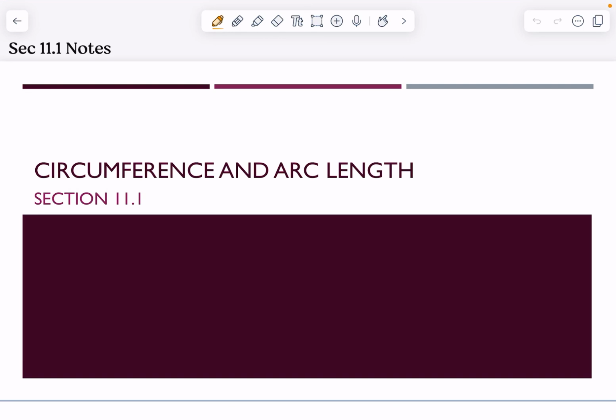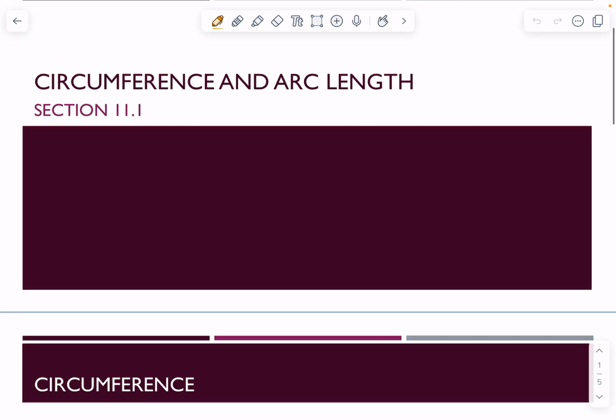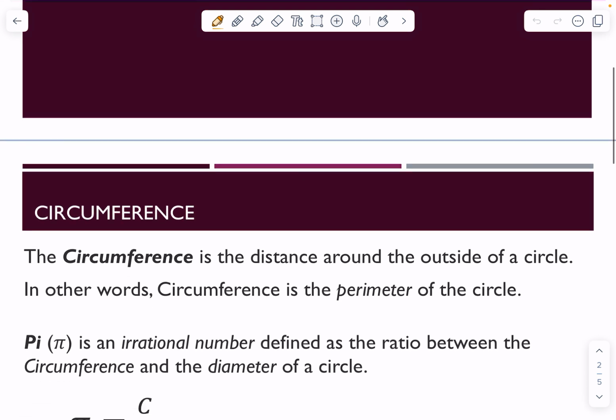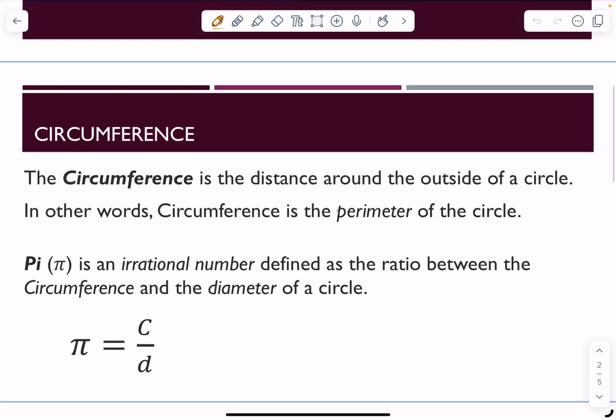Starting into Chapter 11. Chapter 11 is going to be dealing with things like perimeter, area, surface area, volume, things of that sort. Today we're going to start off with something called circumference and arc length. Now you're probably familiar with circumference, but let's just touch on it real quick. The circumference is the distance around the outside of a circle. In other words, circumference is the perimeter of the circle.